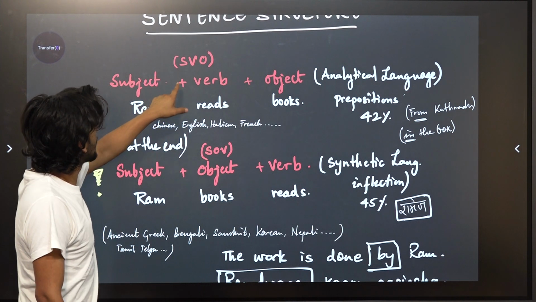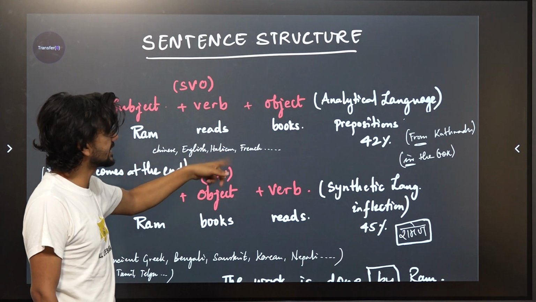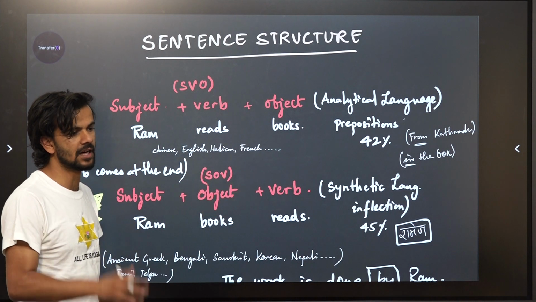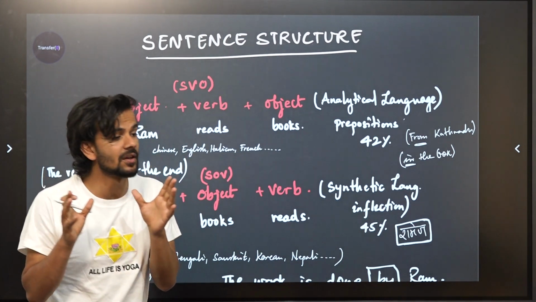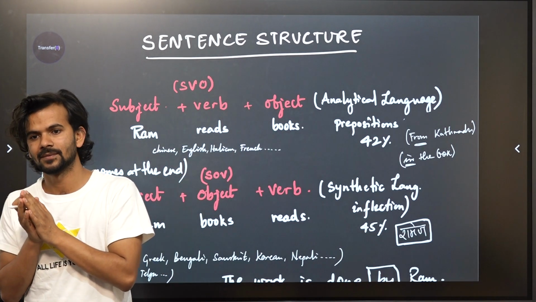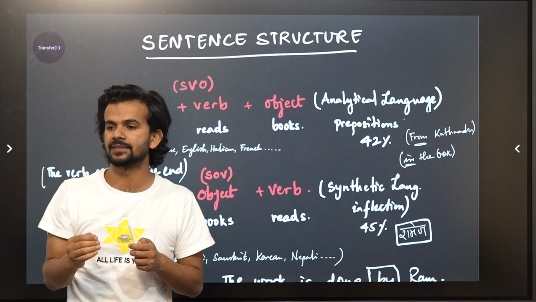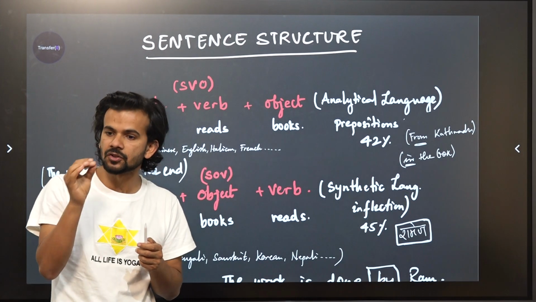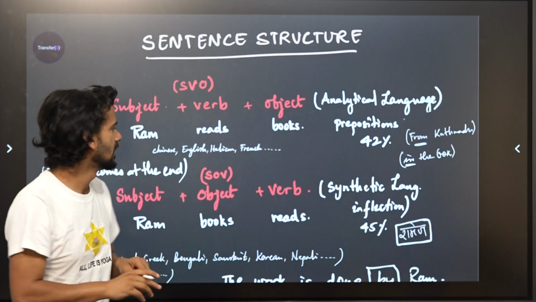Languages that follow SVO structure are Chinese, English, Italian, French. Je m'appelle Veda. M'appelle, that's the verb. Subject is je. Veda is the object. Or it doesn't necessarily have to take an object. Let's say, il parle français. Il is the subject. Parle is the verb. Français is the object. Right?